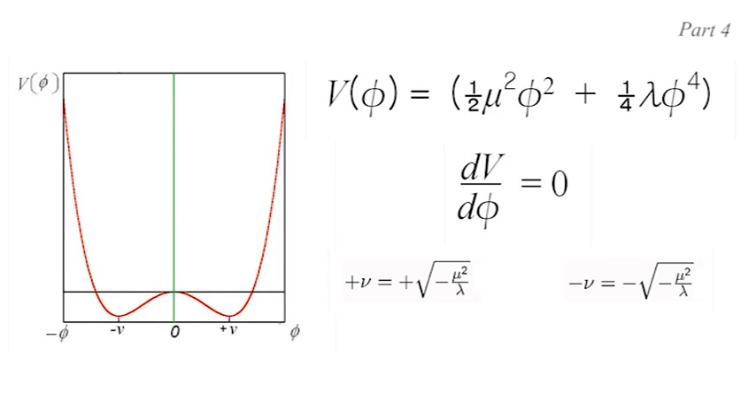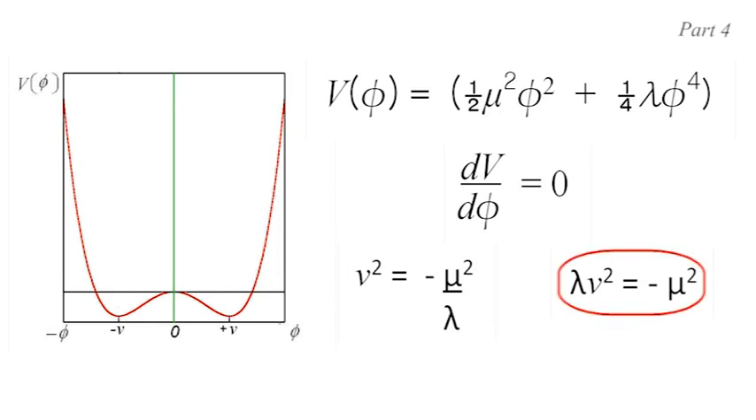We can also write down this solution as v squared is minus mu squared over lambda, or lambda v squared equals minus mu squared. That relationship, however we write it, will be important as it will allow us to eliminate mu in later formulae by putting it in terms of lambda and v. Bear that in mind. Also, as we take mu to represent the mass in the Lagrangian, we can say that the mass is the square root of lambda v squared.